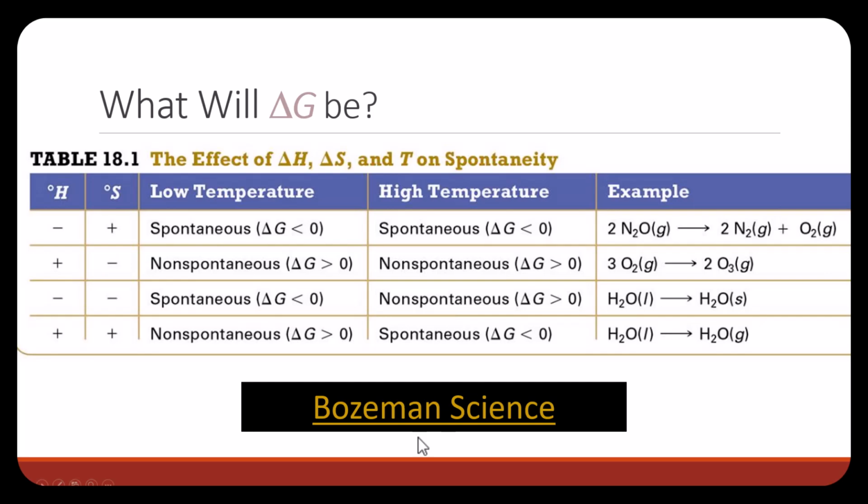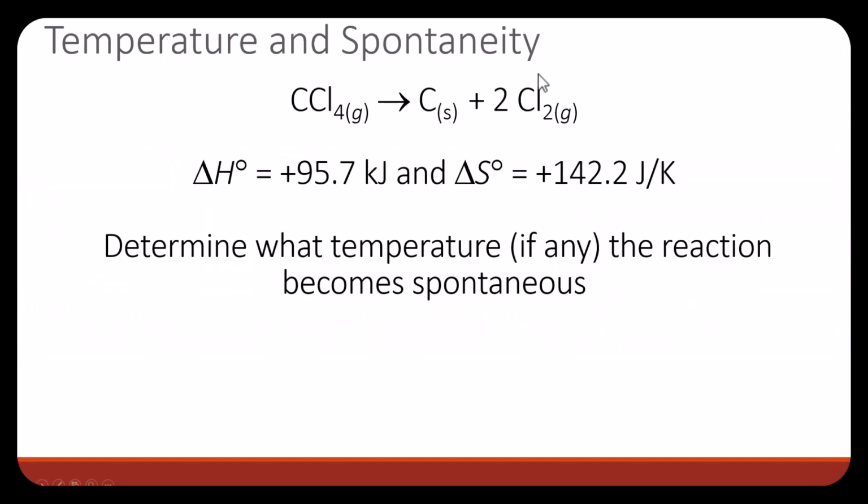Specifically, we're going to determine the temperature at which this switches. So if it's spontaneous at low, non-spontaneous at high, well, what's this line right here? What's this moment that it switches over? So here's the problem that we're going to talk about. We want to determine what temperature, if any, this reaction becomes spontaneous. So we need to figure out what that moment is where it changes from non-spontaneous to spontaneous.